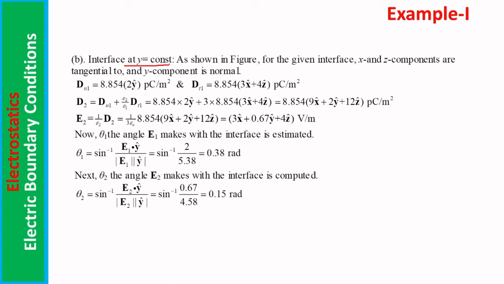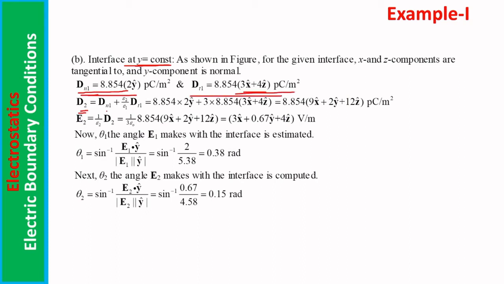Next we consider the second part, y equal to constant. It runs on similar lines. This is the y equal to constant interface. Therefore, y component is the normal component and xz are tangential components. So for dn1, we have already calculated d1 from E1. E1 into epsilon 1 is d1. In that expression, the y component now is the normal component, xz components are tangential components.